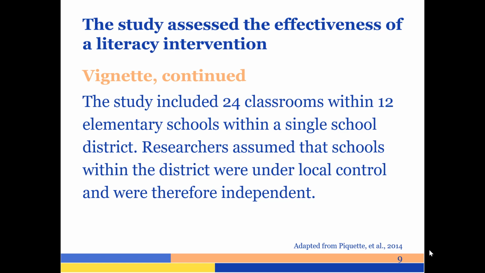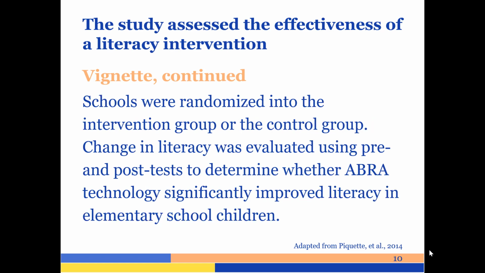Here are some important details of the study. There are 12 schools in the district in which the study took place, and each school has 2 classrooms for a total of 24 classrooms. While the schools are all in the same district and under the same control, they are considered independent of one another. Schools were randomized in this study to either the intervention group or the control group. The effectiveness of the web literacy intervention was measured using a pre-post test taken by all of the students.